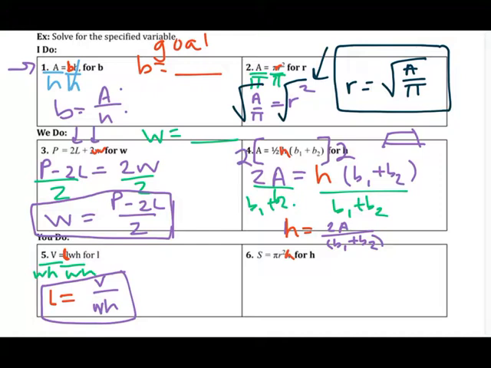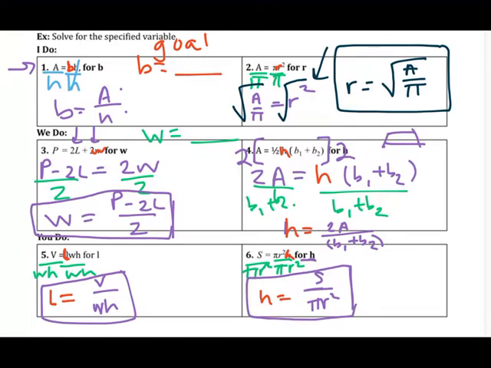Last problem, number 6, this is surface area of a cylinder, and our goal is to solve for H. So I'm asking myself, what's in the way of H being by itself? Pi and r squared. And what are pi, r squared, and h doing? All of them are multiplying together. So to undo that multiplication, I'm going to divide by pi r squared. So that gives me that h, which is the thing I wanted to be isolated because they told me in bold to solve for h. H is equal to S, the surface area, over pi r squared.